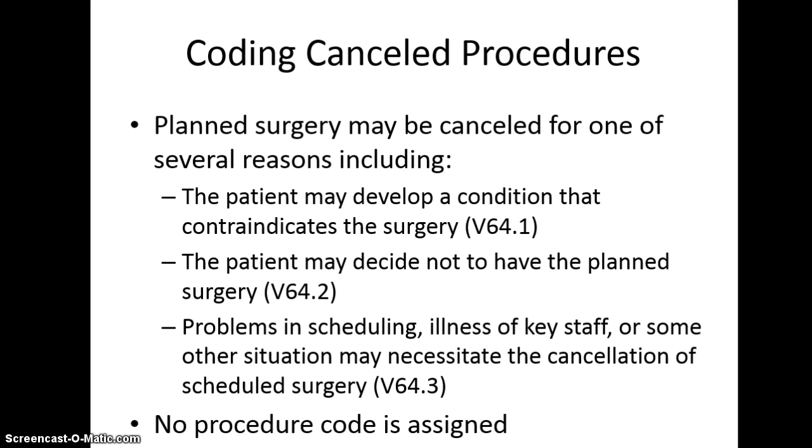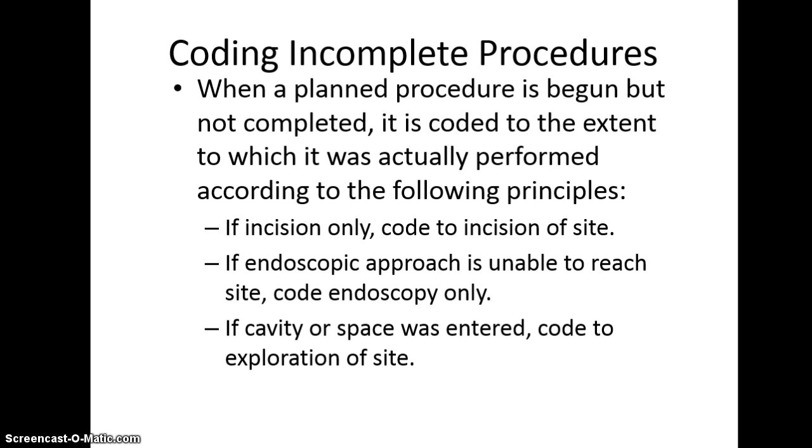It's possible that they identified or developed a condition that contraindicates the surgery. Maybe the patient has decided not to go through with the surgery. That would go to code V64.2. Or there could be a problem with an illness of key staff, or maybe the physician not being available, problems in scheduling in the OR, maybe a trauma patient comes in that trumps an elective procedure. For those cases, we would go to V64.3.